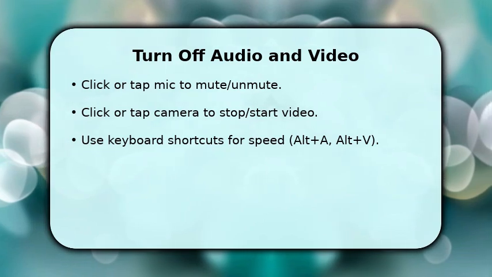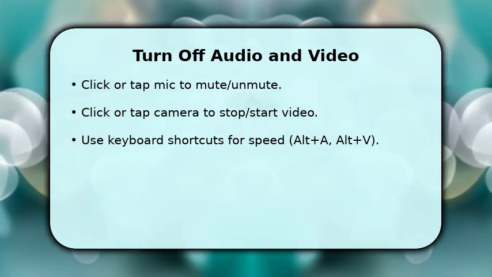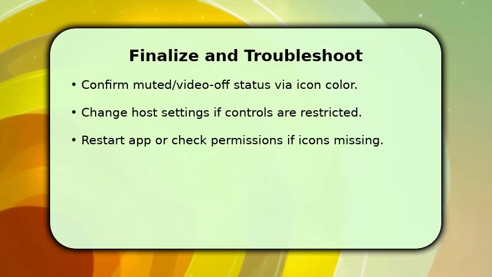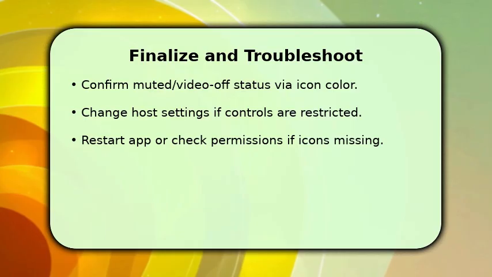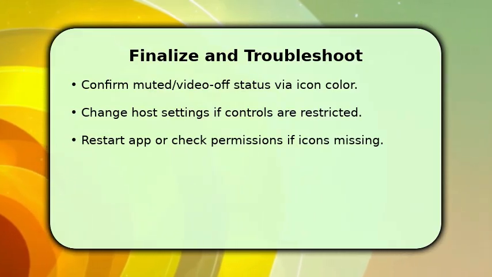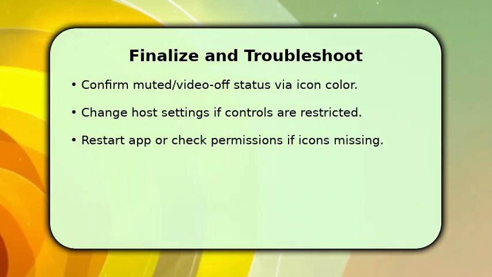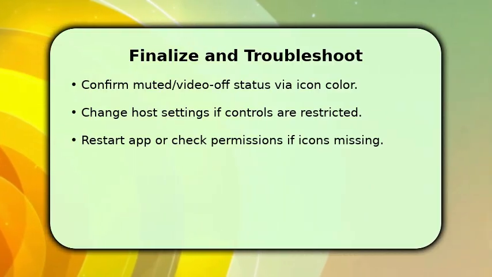Finish by confirming the microphone shows a slash and the camera icon indicates video is stopped, because visual feedback prevents accidental sharing. If the host has disabled your ability to unmute or stop video, request permission or have the host adjust settings in participants' controls.